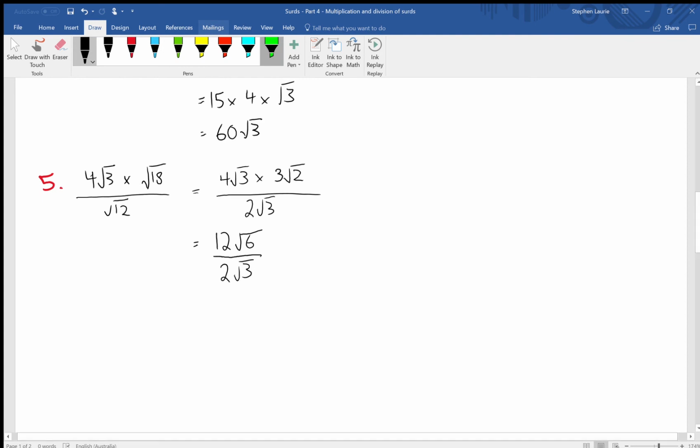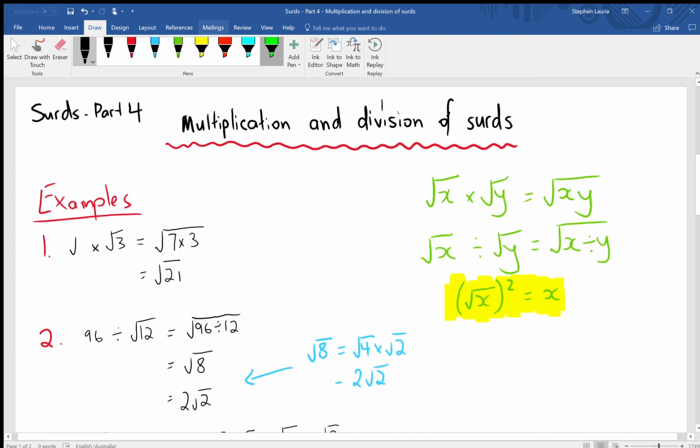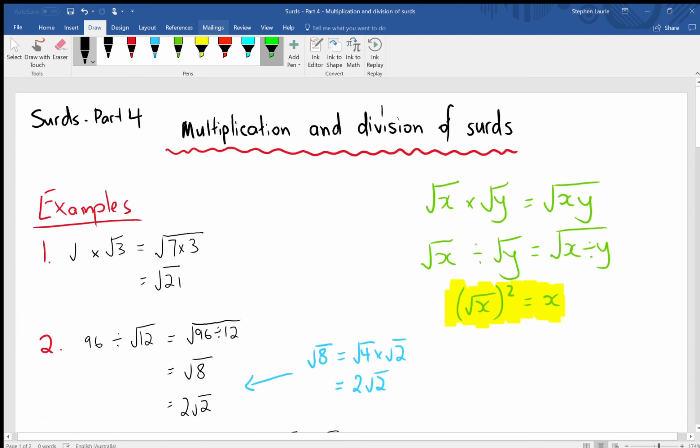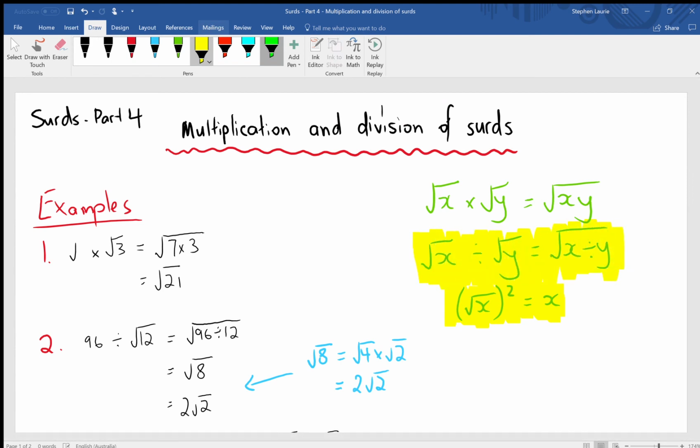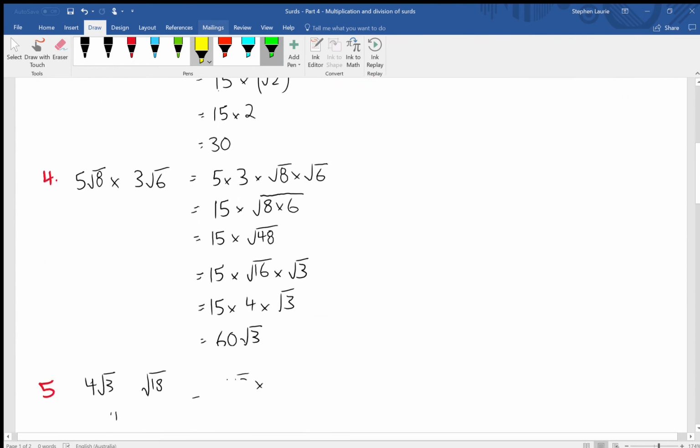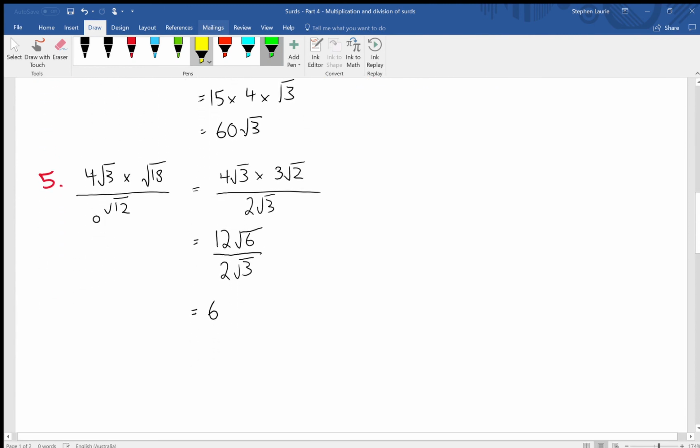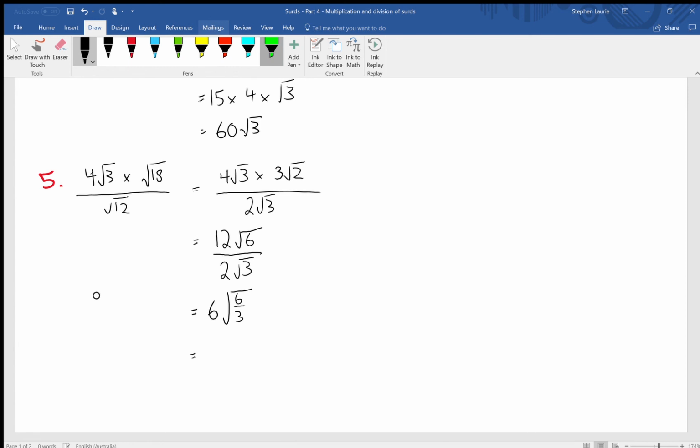With our division, let's just focus on the integers first. 12 divided by 2 is 6. For the division of the surds, we're going to use our division rule that we looked at back up here. And we're going to combine our root 6 over root 3 into one square root and put 6 over 3. And what is 6 divided by 3? It's 2. So there's our answer, 6 root 2.